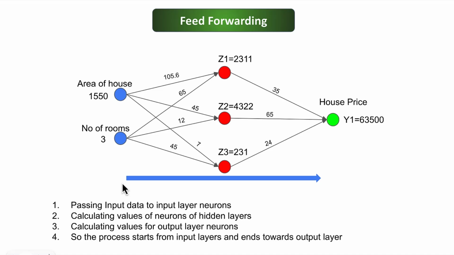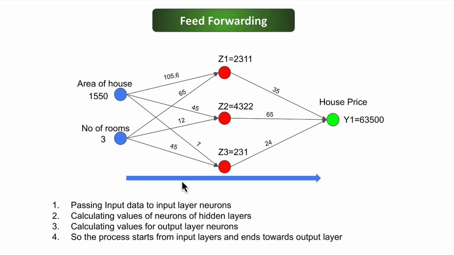So feed forwarding is the process of passing input data to our neural network at the input layer. And after that, we are calculating the values of neurons of hidden layer. And then using these values, we are calculating the value of neuron at the output layer. And this whole process is called feed forwarding. So the process starts from input layer and ends at output layer.